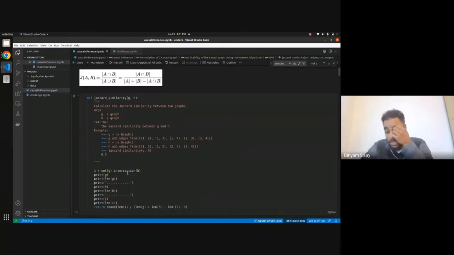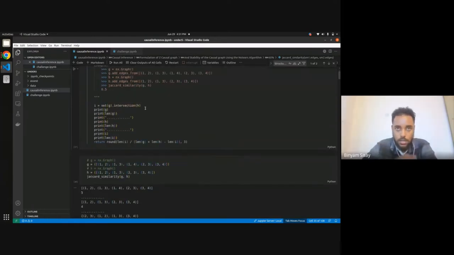We'll be just getting the length of A intersection B divided by the length of A plus the length of B minus the intersection B, which would give us the Jaccard similarity. And based on this, this can be your evidence that your table or your structure is working well.